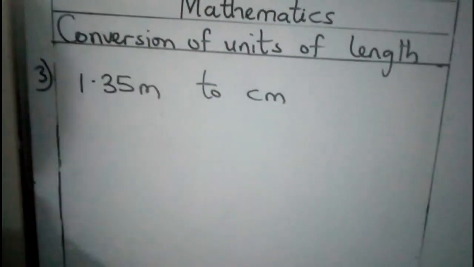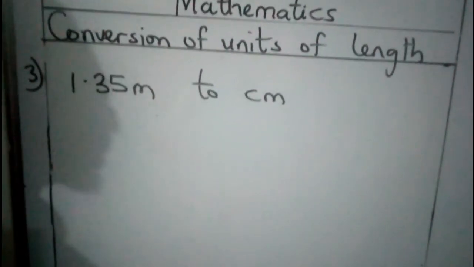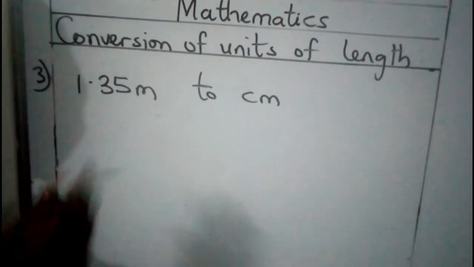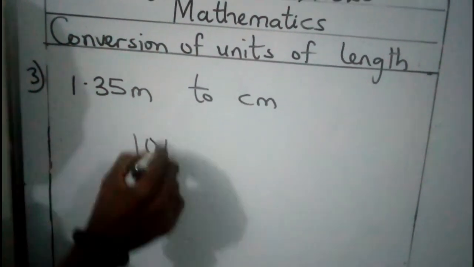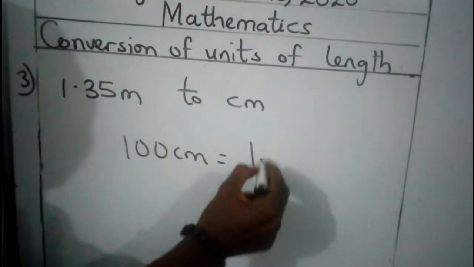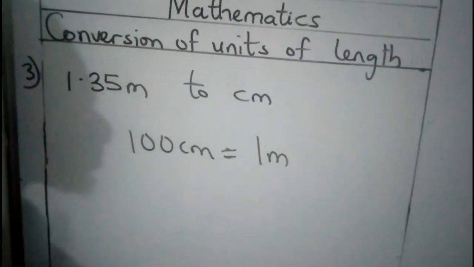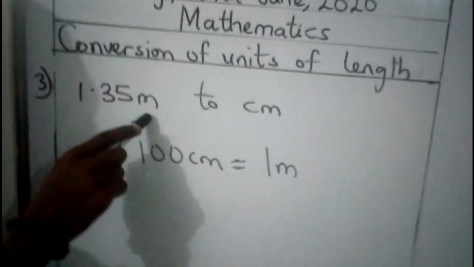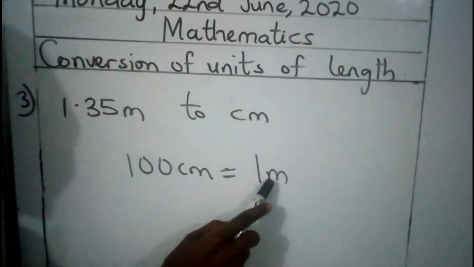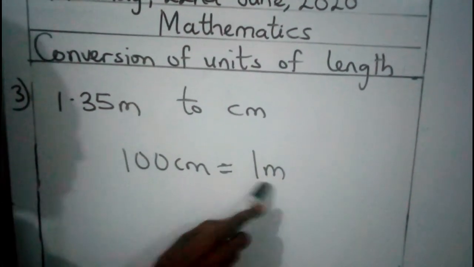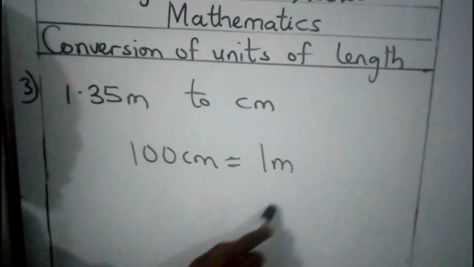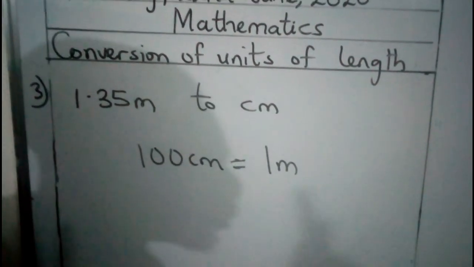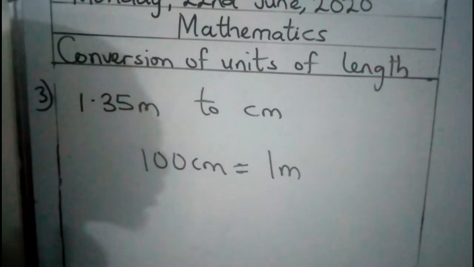Number 3. Convert 1.35 meters to centimeters. So we are still looking at meters and centimeters. So what do? Write a link between them. 100 centimeters make 1 meter. Then we look at where we are going to. We are going from meters to centimeters. Remember, this is a bigger unit, this is a smaller unit. So we are going from a bigger unit to a smaller unit. And whenever you're going from bigger to smaller, what do? You multiply by the exchange rate.